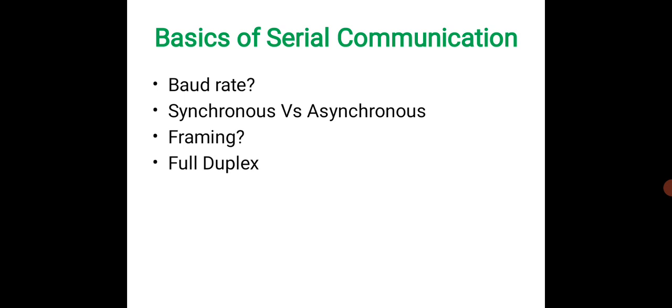Coming to the difference between synchronous and asynchronous communication. Synchronous communication is where the transmitter and receiver have the same clock, which means that the receiver will know when the transmitter is sending the data. Whereas in asynchronous communication, the transmitter runs with a different clock and the receiver runs with a different clock. So the receiver may not know when the transmitter is sending the data. So we go for a technique called the framing technique.